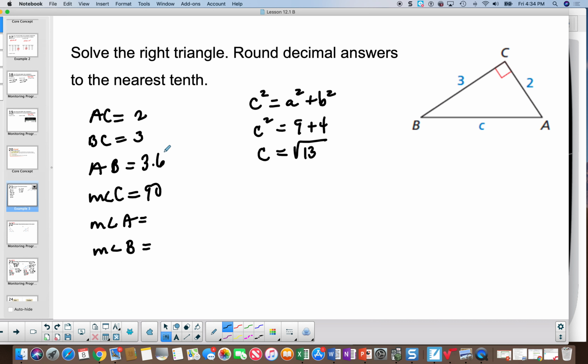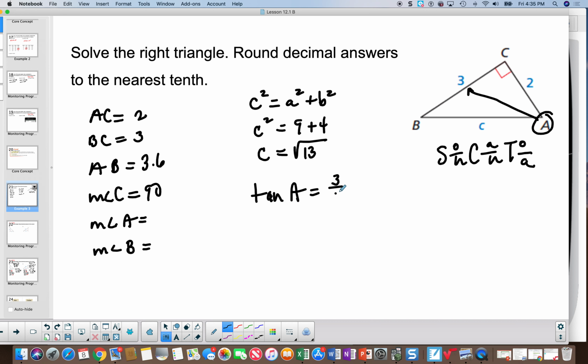All right, now what I want to do is find measure of angle A. So here is A, and I'm not going to use my C because if I got it wrong, then my A is going to be wrong. But I do have an opposite, and I do have an adjacent. So, TOA. So it looks like I have a tangent. So the tangent of A is equal to 3/2.